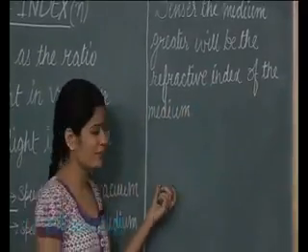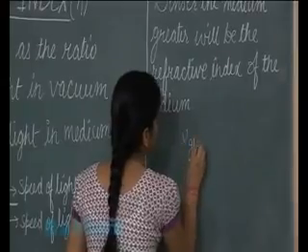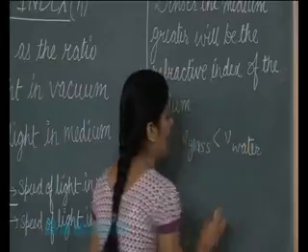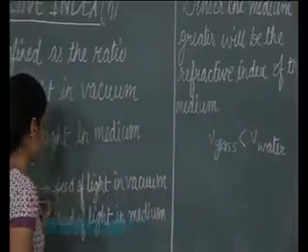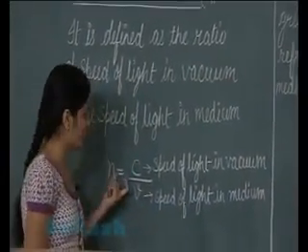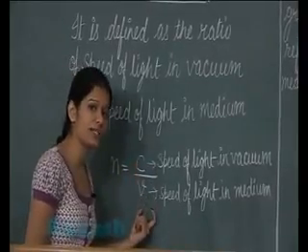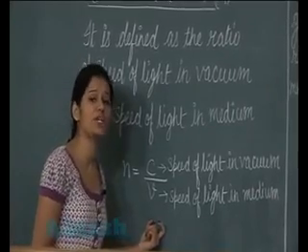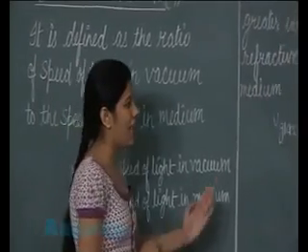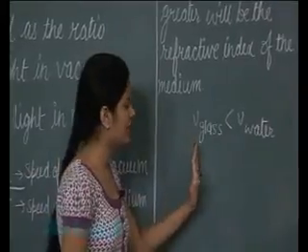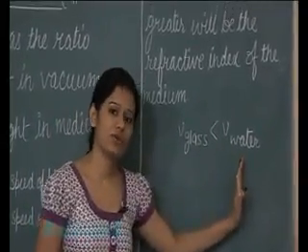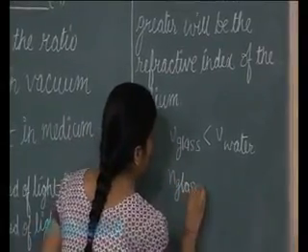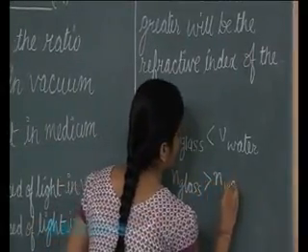Now students, we know the speed of light in glass is less than the speed of light in water, and as we know refractive index is defined as the ratio of speed of light in vacuum to the speed of light in medium, or we can say that refractive index is inversely proportional to the speed of light in medium. Therefore, as the speed of light in glass is less than the speed of light in water, the refractive index of glass is greater than the refractive index of water.